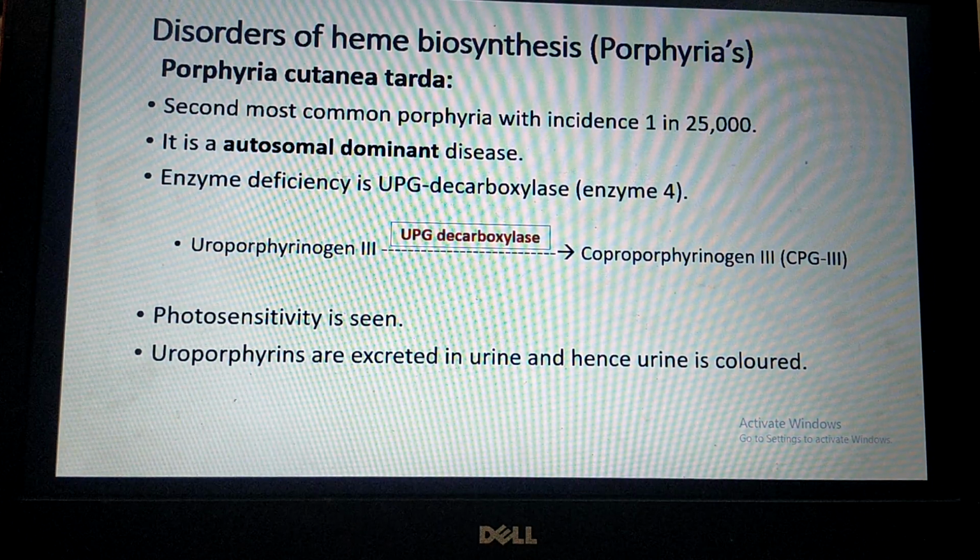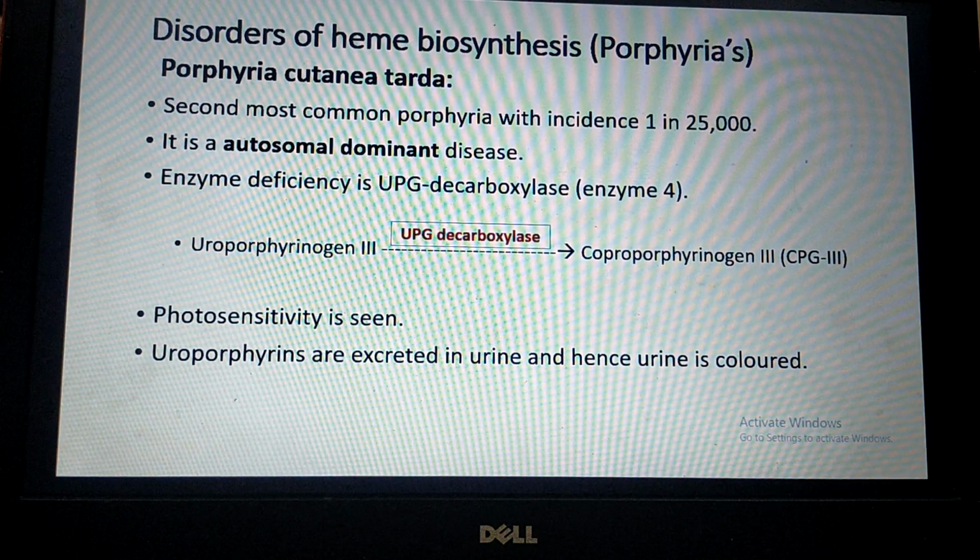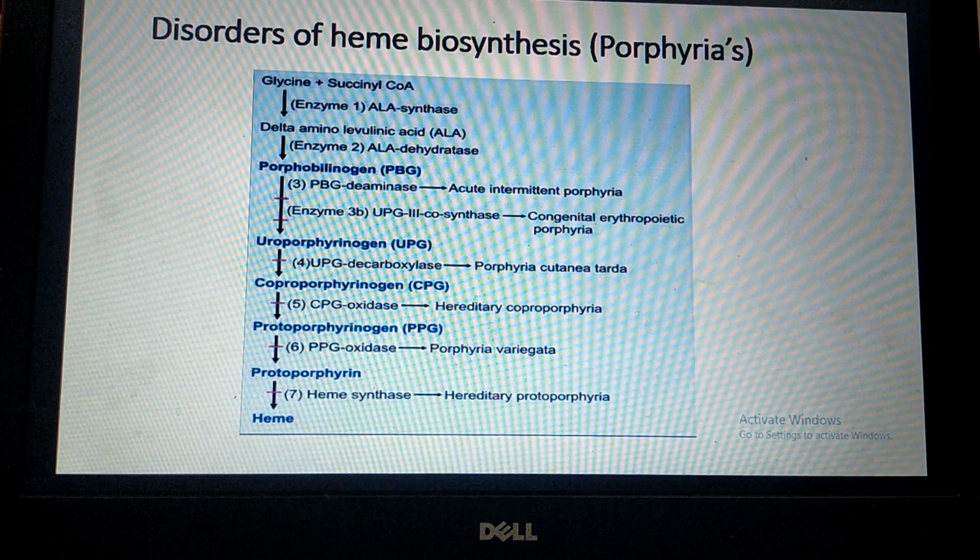Next type of porphyria is Porphyria cutanea tarda. Second most common type of porphyria. Incidence is 1 in 25,000. It is an autosomal dominant trait. The enzyme deficiency is UPG decarboxylase, which is the fourth enzyme. This enzyme converts uroporphyrinogen 3 into coproporphyrinogen 3. So see this fourth step where uroporphyrinogen is converted into coproporphyrinogen by the enzyme UPG decarboxylase.